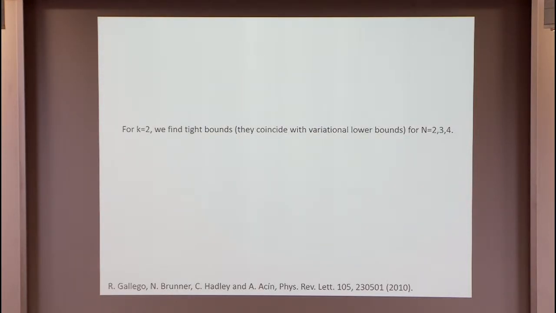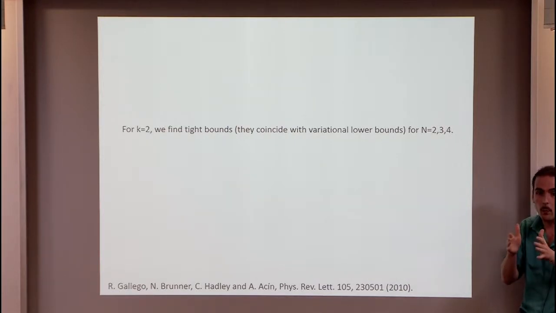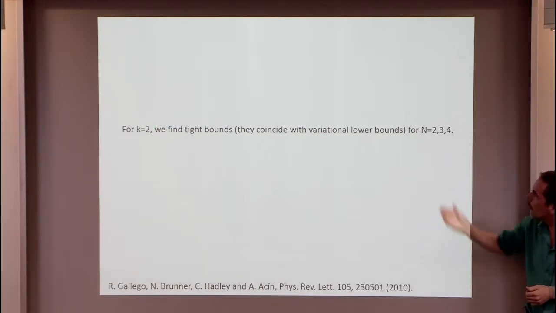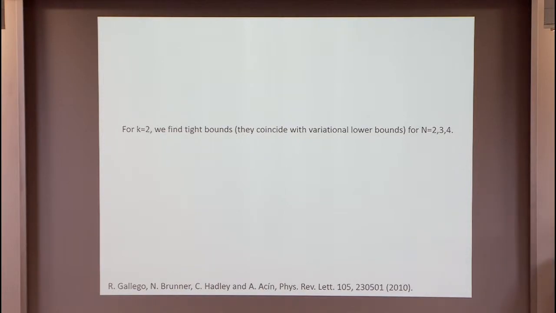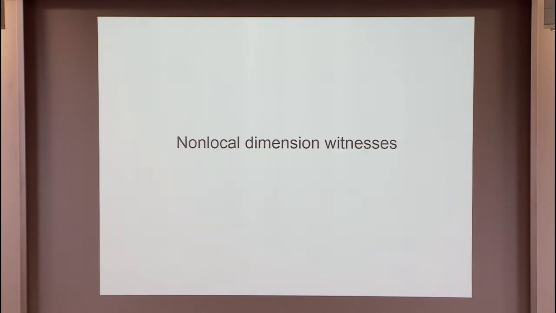Okay, so what we find is that in the second order relaxation, we already found tight bounds for the inequalities proposed here. So in this paper, they propose several inequalities or several witnesses, and they use variational methods to find lower bounds on the maximal value, but they couldn't prove if these bounds were optimal. And well, with these techniques, you can. And to my knowledge, we are the first ones who got this.